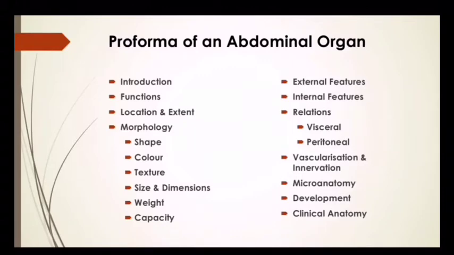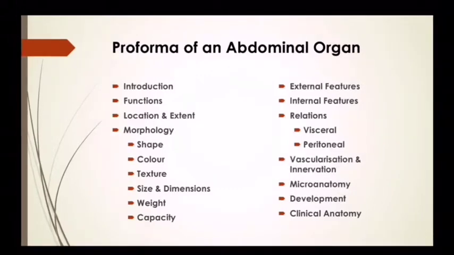So for that you'll have to refer to a previous lecture, Introduction to the Abdomen, where I speak about the abdominal quadrants and how they are divided into 9 regions. And then we also speak about the extent, and for that we usually use vertebral levels, ribs, etc. Then we speak about the morphology of an organ, and we discuss that in terms of shape, color, texture, size and dimensions, weight, capacity if it's a hollow organ.